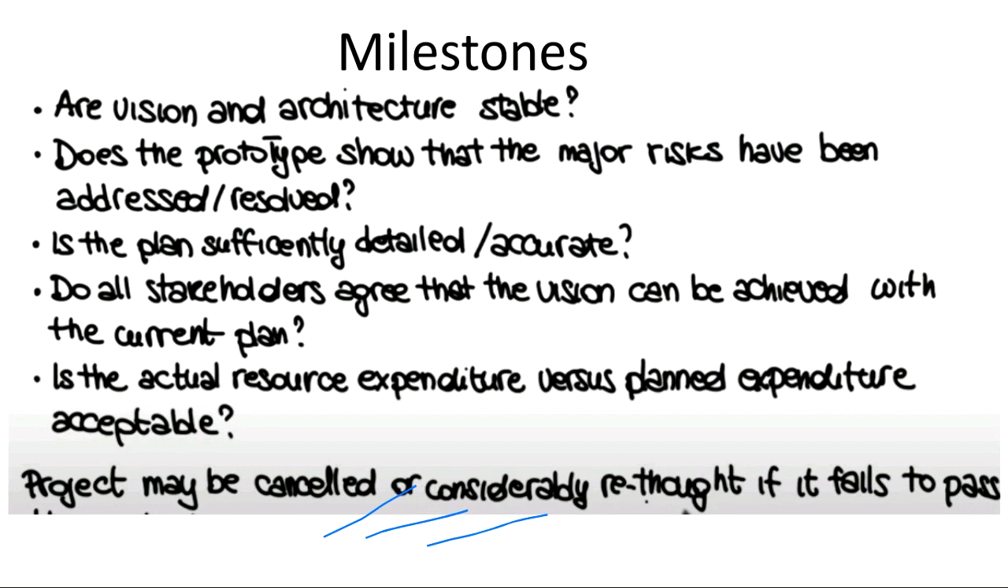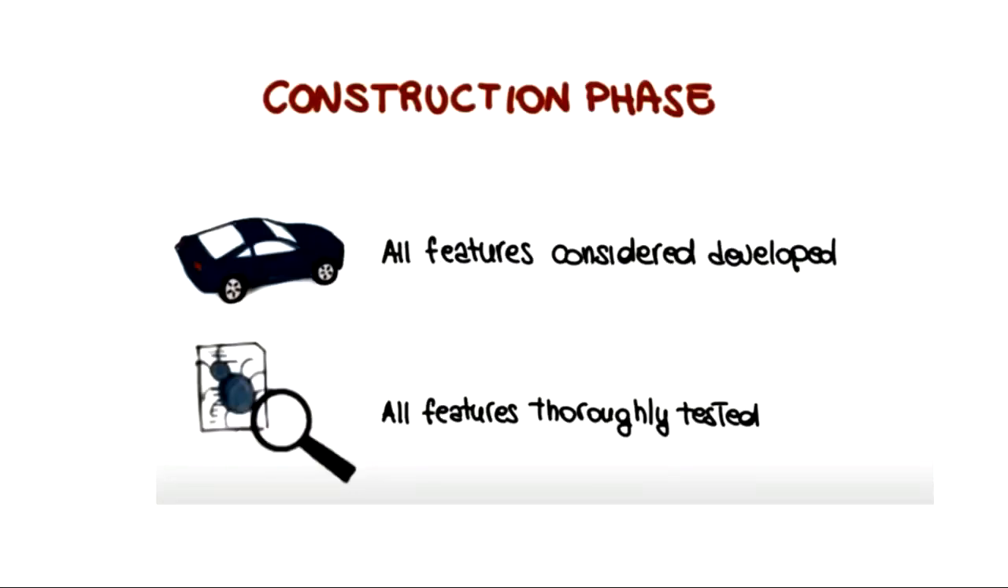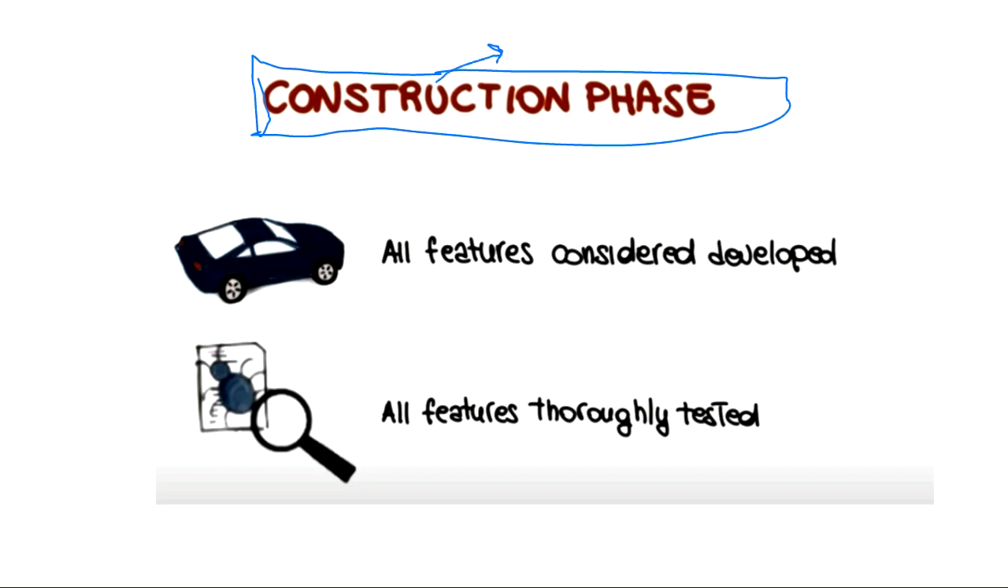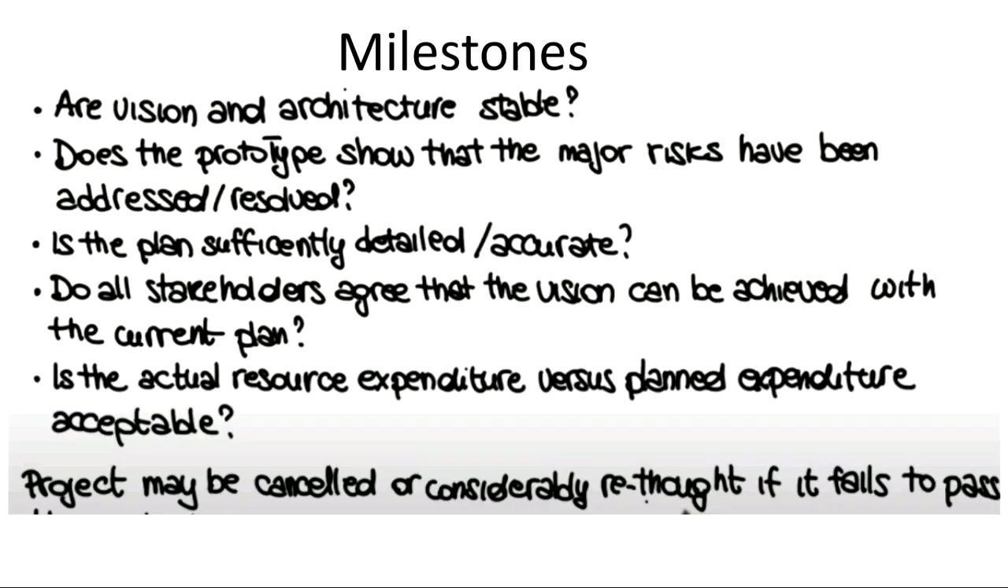So now the third phase is the construction phase. Construction phase is purely your implementation or the coding or the developing phase, you can say. Now the actual product is created here. For example, suppose you were creating this car.